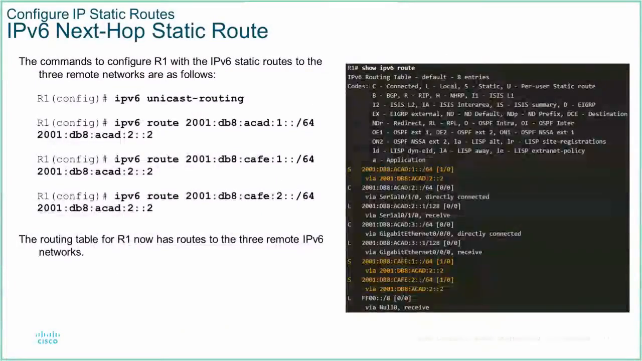Here we go and configure IPv6. This has to be turned on as a first command because unicast routing is not on by default. So you need to turn on IPv6 routing and then you can put these static routes in. Now, router 1 now has the static routes for all the other networks, but we still won't be able to ping them. Why? Because the other devices don't have a return route.